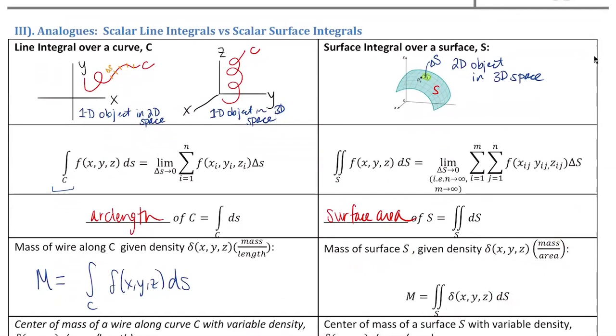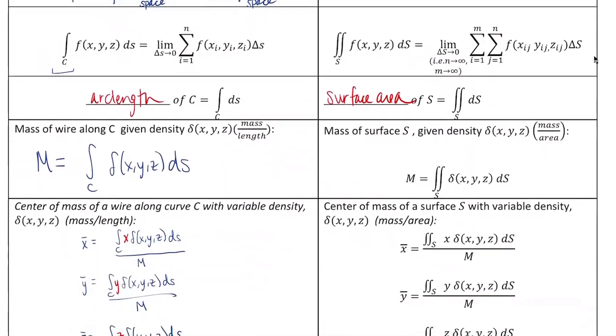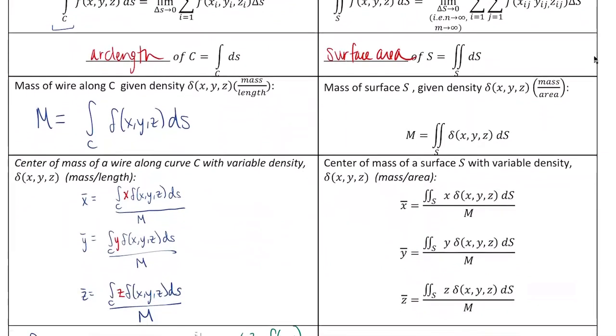Okay, so the mass formulas, they'll look very similar. It's just what type of integral we use, which is coming from what type of object we're trying to chop up. Similarly, center of mass formulas are going to look very similar. It's just what type of integral we're using. Now there's one piece that we haven't talked about at all with scalar line integrals that actually doesn't have a nice analogy with scalar surface integrals. And I'm going to show you a visual here.